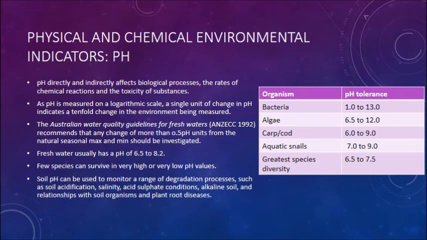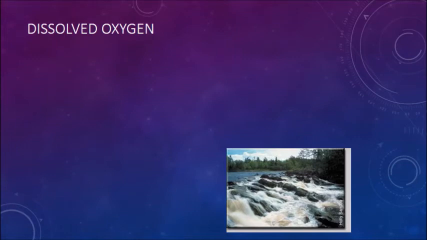Aquatic snails, again, can only tolerate basic environments. If it's acidic at all, then their shells will dissolve, and so they can't tolerate anything below 7. And the greatest species diversity occurs when you have that neutral range. It means that no species will be affected, or very few species are affected, by the pH.